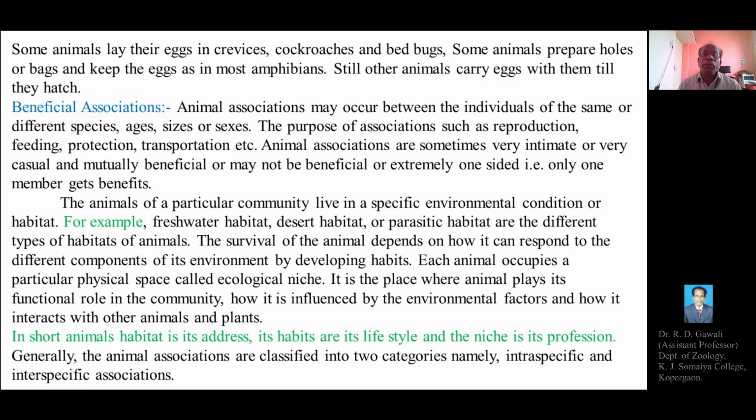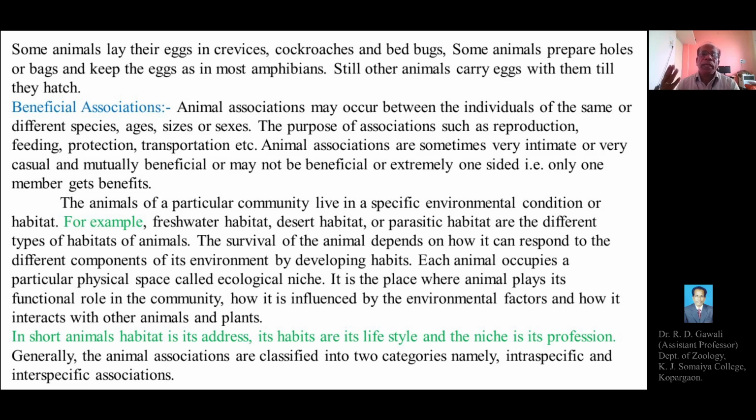The animals of a particular community live in a specific environmental condition or habitat. For example, freshwater habitat, desert habitat, or the parasitic habitat are the different types of habitats of the animals. So all the organisms, whatever the species of the organisms living in a particular environment or habitat or ecosystem, they live in a specific environmental condition or habitat, and these are either freshwater habitat, desert habitat, or the parasitic habitat, the different types of the habitats of the animals.